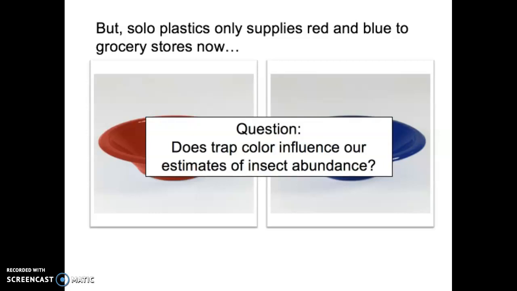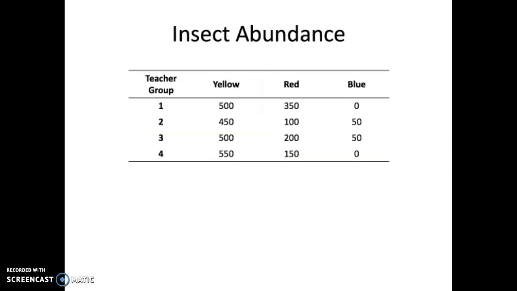So this is our question. We want to know whether the trap color influences our estimates of insect abundance. And you'll be working with the data set that I'm providing here on this slide for most of the class period when you're in class. So these are the values that you'll use with J to practice calculating means, standard deviations, variance, and then to practice making really lovely graphs.